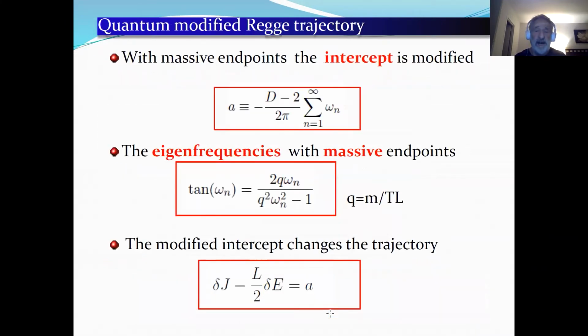Now, in our case, the eigenfrequencies due to the boundary conditions are not anymore omega n equal to n, but they are a solution of this transcendental equation. Tangent omega n is 2q omega n over q squared omega n squared, where q is m, the mass of the endpoint, over Tn. So this is for a simplified case where the two masses are the same, but basically that's the structure. And so we have to solve this, which we cannot analytically but numerically, and then sum over all these omega n.